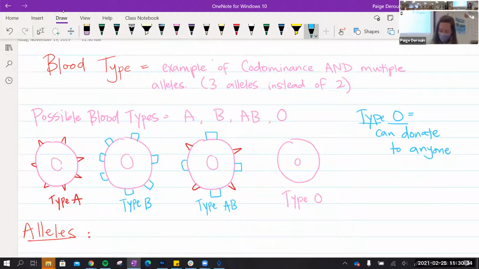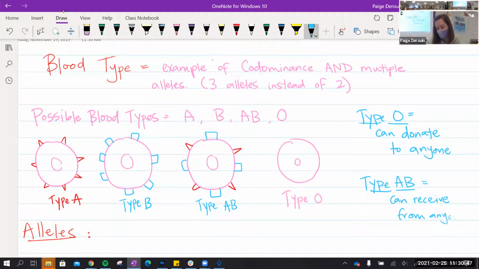And then type AB can receive from anyone. I'll just say that this is O negative and this is AB positive, but we're not going to do any problems with the positives and negatives. It's just cool to know.